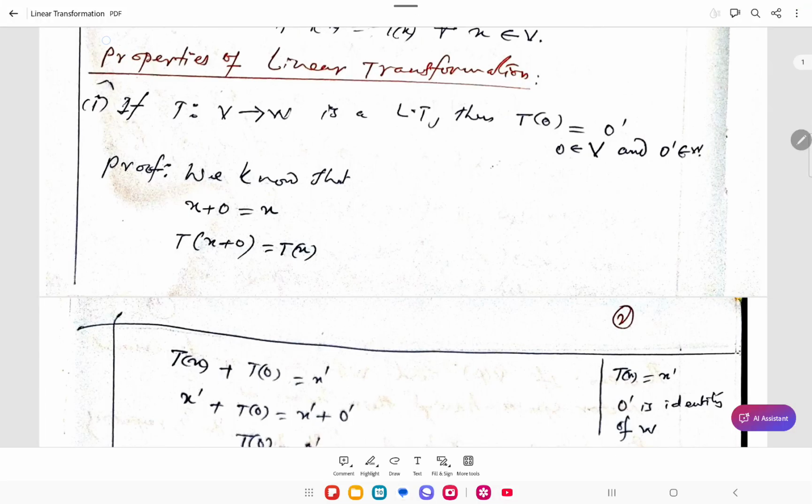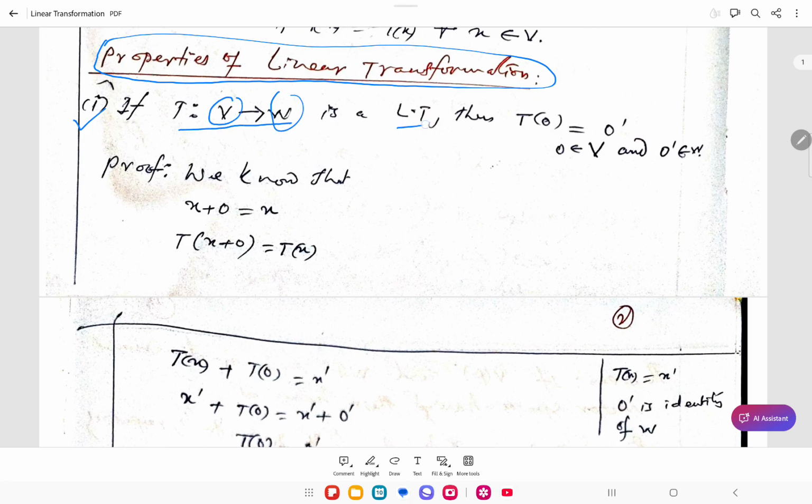Now let us see some properties of linear transformation. First property: suppose T is a mapping from V to W, and suppose it is a linear transformation. Then we have to show that T of 0 is equal to 0 dash.